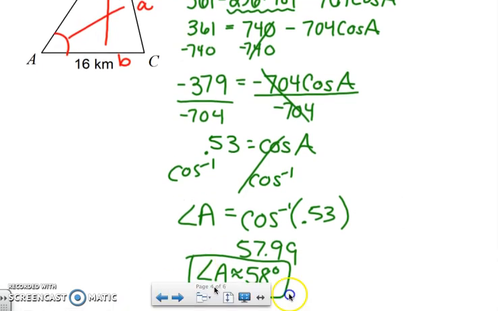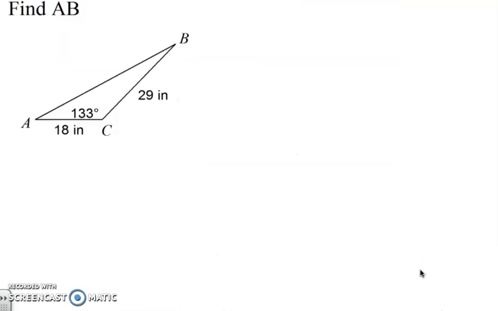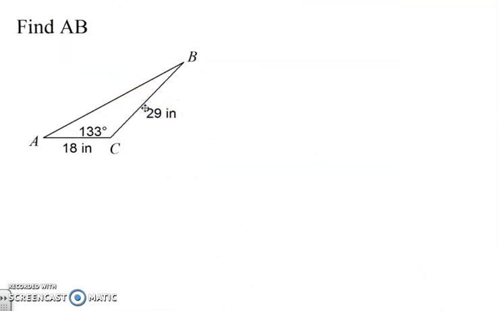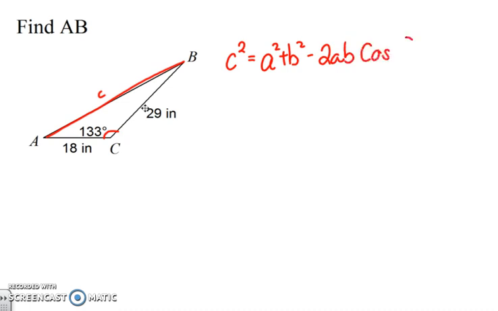So now let's look at how you would find a side measure. So let's find AB. So I am looking for little c. I know big C is 133, and I know my two sides. So I could solve for c by doing c squared equals a squared plus b squared minus 2ab cosine of big C. So this isn't going to be that bad because I'm just going to have to square root some answer.